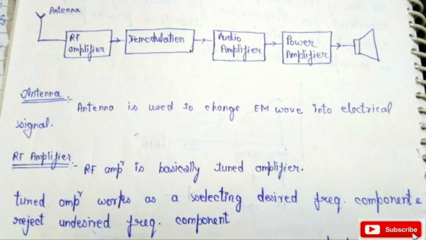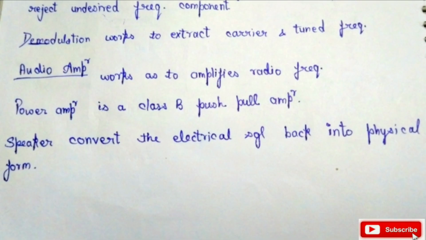As we already discussed, the tuned amplifier, in the characteristics of the receiver, has the function to select desired frequency component and reject all other unwanted frequency components. Next is demodulation. Demodulation is done by the envelope detector, the technique that we discussed in the demodulation of amplitude modulation, in which we extract the carrier signal from the tuned frequency signal. Tuned frequency signal is the frequency that we want to select from the receiver to listen.